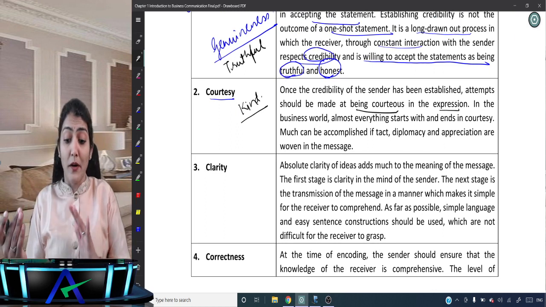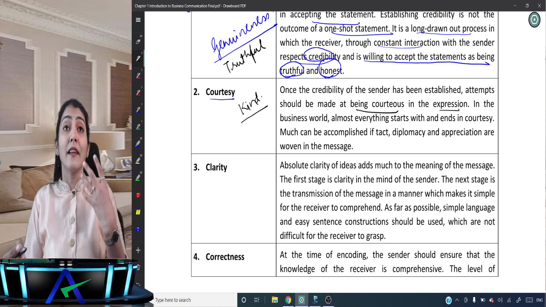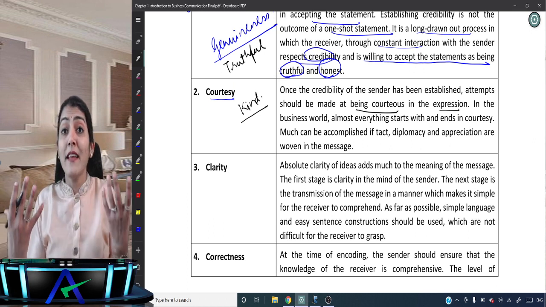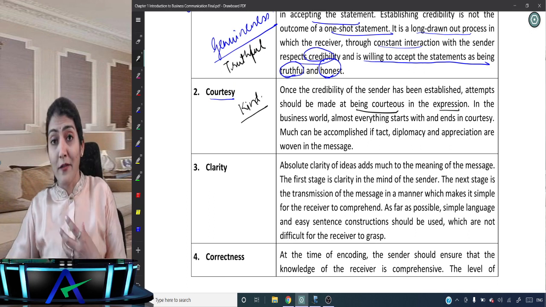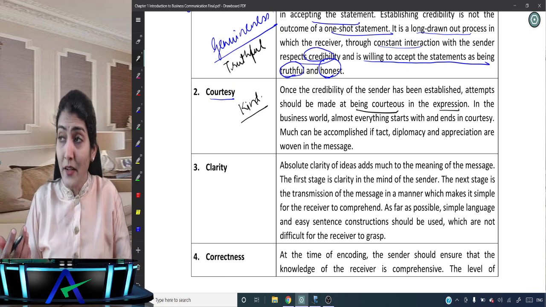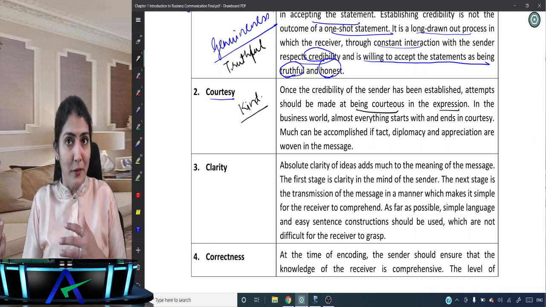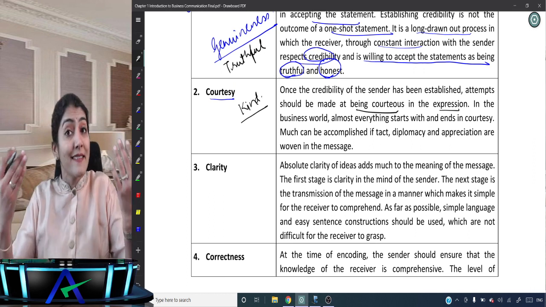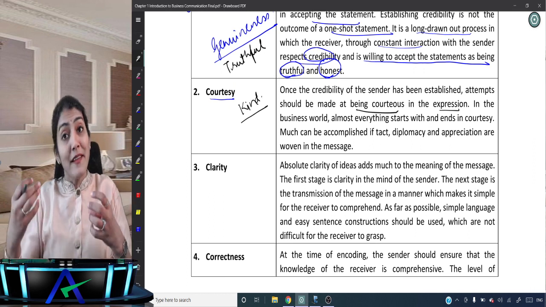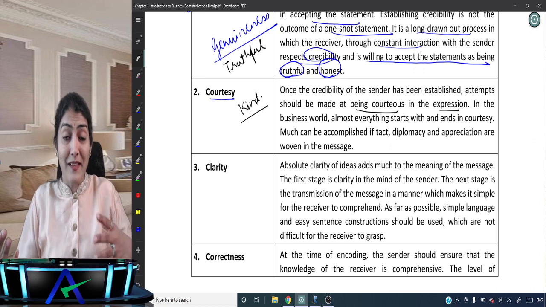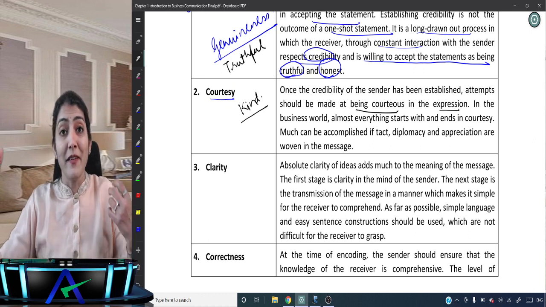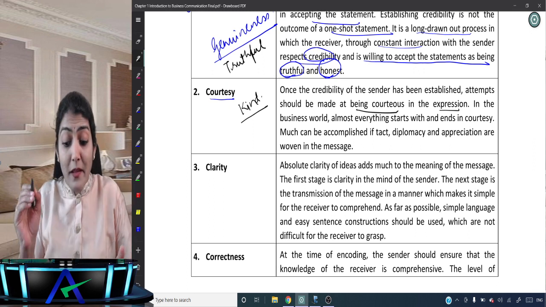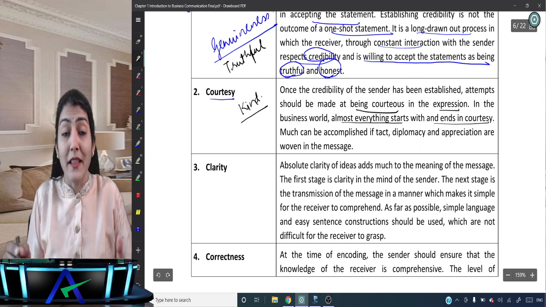In the business world, almost everything starts with and ends in courtesy. Whenever you study English, you always study those important words: now, please, can you give me a glass of water? May I come in? And you say, come in. You don't say come in only. You just ask, may I come in? Or give me a glass of water. Or please give me a glass of water. That please pleases the opposite person. When you say, please, can you help me with this work? These are like the magic words. So courtesy: in the business world, almost everything starts with and ends in courtesy.